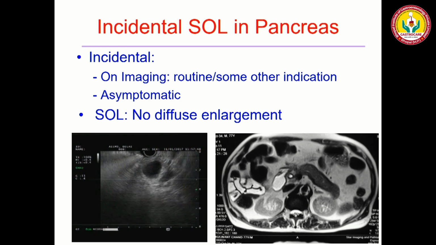And we have to also differentiate space occupying from diffusely enlarged pancreas. For example, you see here it's a diffusely enlarged pancreas, and here you see there is a space occupying lesion. So that's the difference.